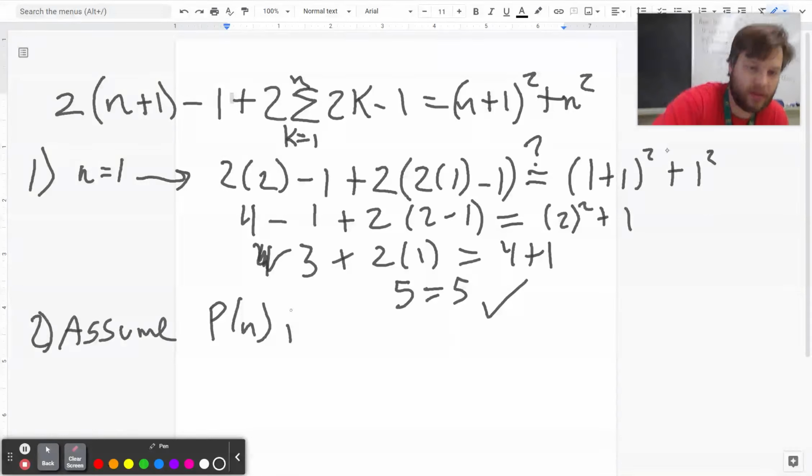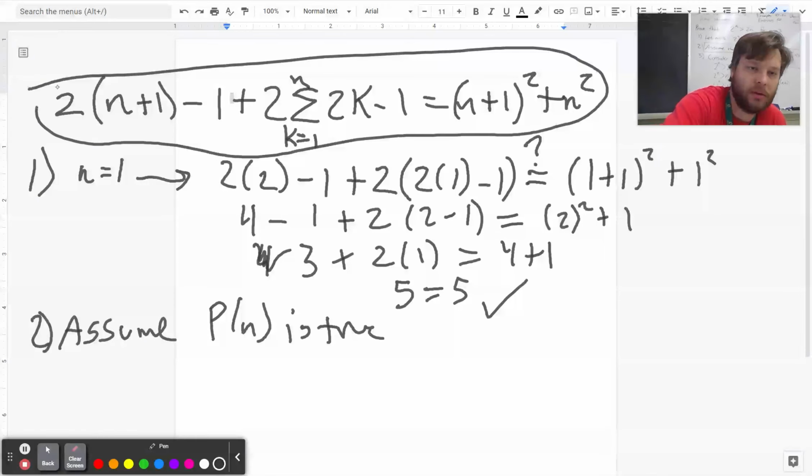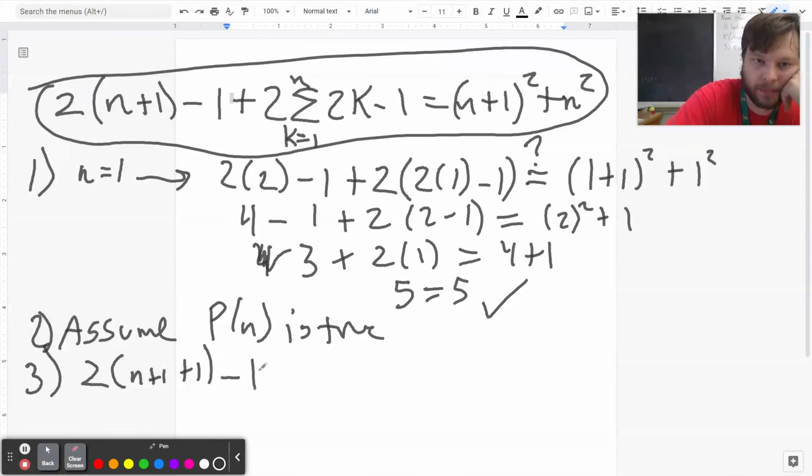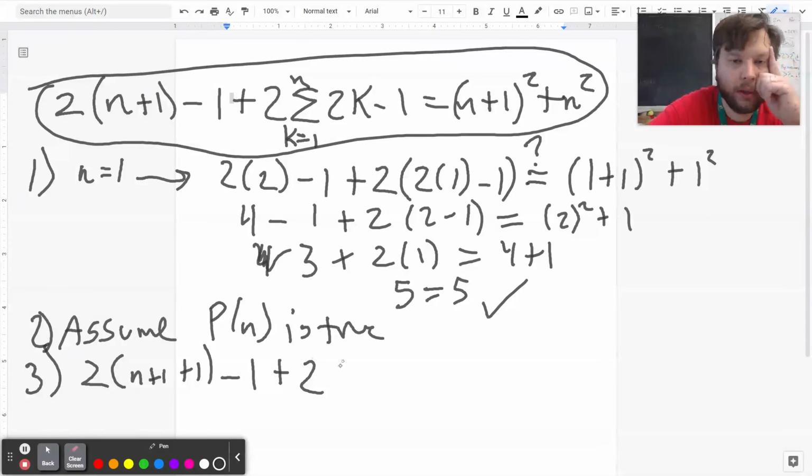P of n is true. In other words, assume this statement is true. Then what I'm going to do is look at the n plus 1th term. So I'm going to only work with the left-hand side here. So I have 2 times n plus 1 because I'm going one step further, minus 1 plus 2 times the sum from k equals 1 to n plus 1 of 2k minus 1.